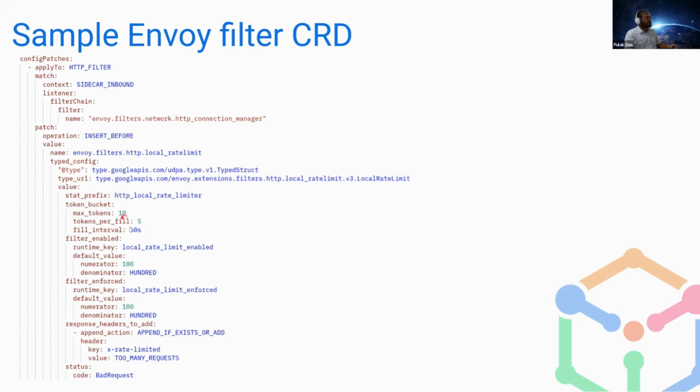Now, what happens if the rate limiting happens? In case the token bucket is finished and the next request comes in, we have 2 different things added in here. One is the response headers to add. If it exists, then it will add this header. The header is X-Limited, and the value will be too many requests. And we have also said that the status code will be a bad request here. Again, you'll have to look at the documentation, and there you'll be able to figure out what else you can put in here.